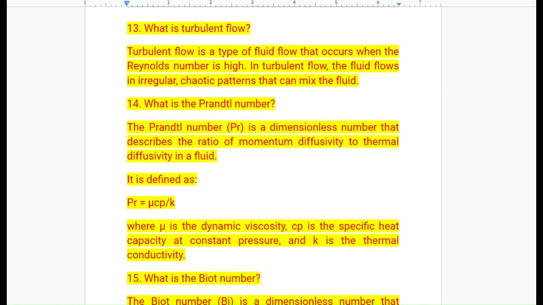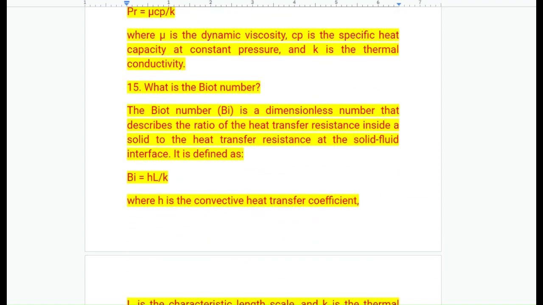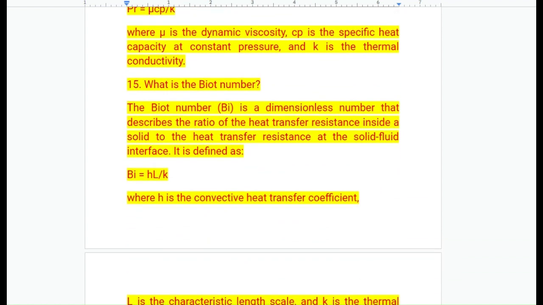14. What is the Prandtl number? The Prandtl number, Pr, is a dimensionless number that describes the ratio of momentum diffusivity to thermal diffusivity in a fluid. It is defined as Pr = mu Cp/k, where mu is the dynamic viscosity, Cp is the specific heat capacity at constant pressure, and k is the thermal conductivity.